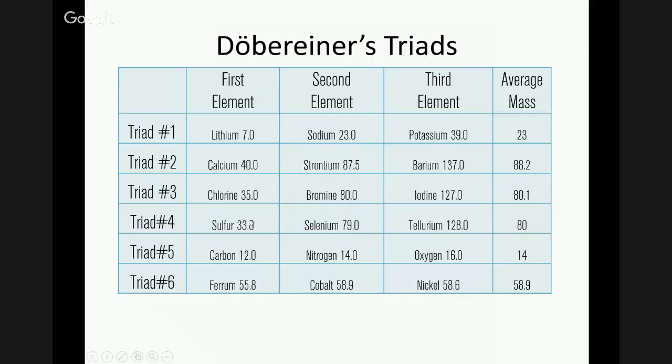This goes on with sulfur, selenium, and tellurium, again 79 and 80, carbon, nitrogen, and oxygen, and, excuse me, iron, cobalt, and nickel, which he calls iron ferrum. Again, the average mass works out to be the mass of cobalt.